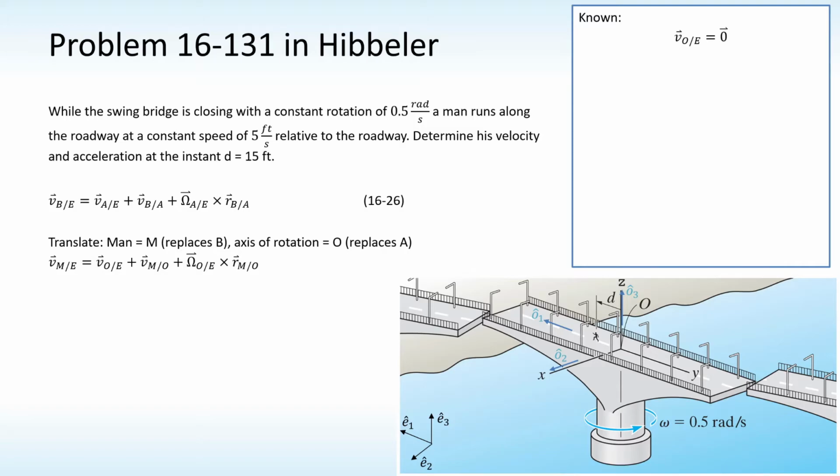The angular velocity of the bridge is 0.5 radians per second in the O3 direction, but it's always a good idea to write expressions for the vectors in terms of variables. This will allow us to write equations for the motion over a long period of time, which is much more useful than finding velocity or acceleration at just one instant. So we'll call the angular velocity of the bridge omega O3. The position of the man at the moment of interest is given by d, and it's 15 feet in the O1 direction. The velocity of the man with respect to O is d dot, or 5 feet per second O1.